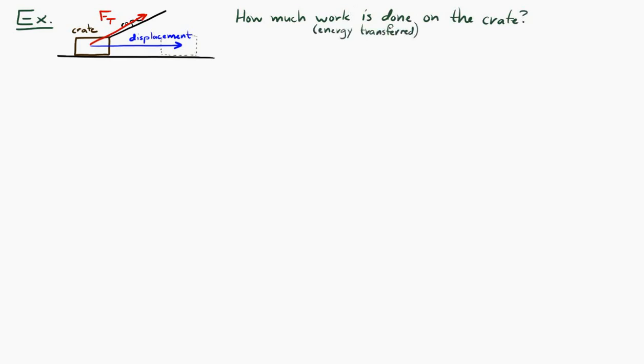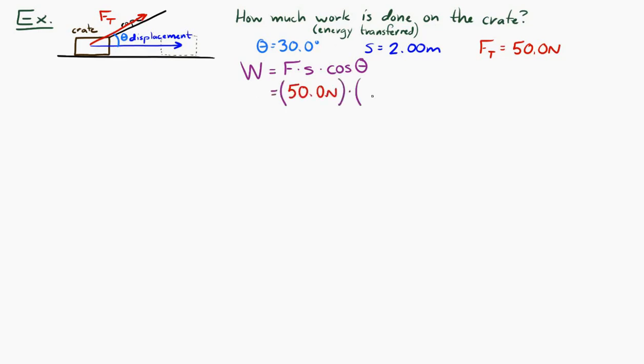Well, let's put some numbers in here. Let's say that this angle is 30 degrees. Let's say that the displacement is 2 meters. And let's say that you've applied a tension force of 50 newtons here. Well, the work that you do on the crate is equal to Fs cosine theta. In this situation, you've applied 50 newtons of force. And the F that goes in here, remember, is the magnitude of the force. It's the amount of force without any information about the direction. So the F is 50 newtons. The displacement of the object is 2 meters. And again, we put in the magnitude of the displacement without any information about its direction.